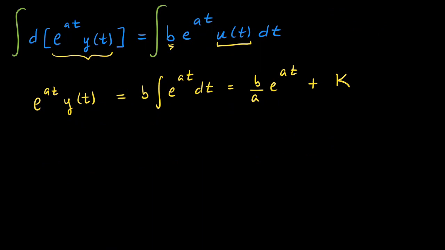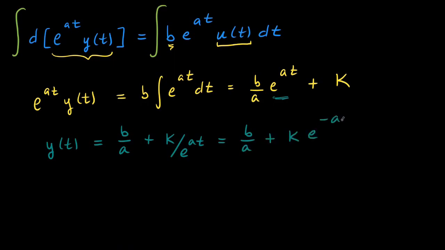Okay, so now I can just divide e to the at out of both sides. On the left-hand side, I just get rid of it, so I'm just going to end up with y of t, and that's going to equal, on the right-hand side, this term divided by e to the at, so it goes away. So I get b over a, and then I have plus k divided by e to the at. I can write that a little differently, as b over a plus k e to the minus at. That way I keep it in the numerator.